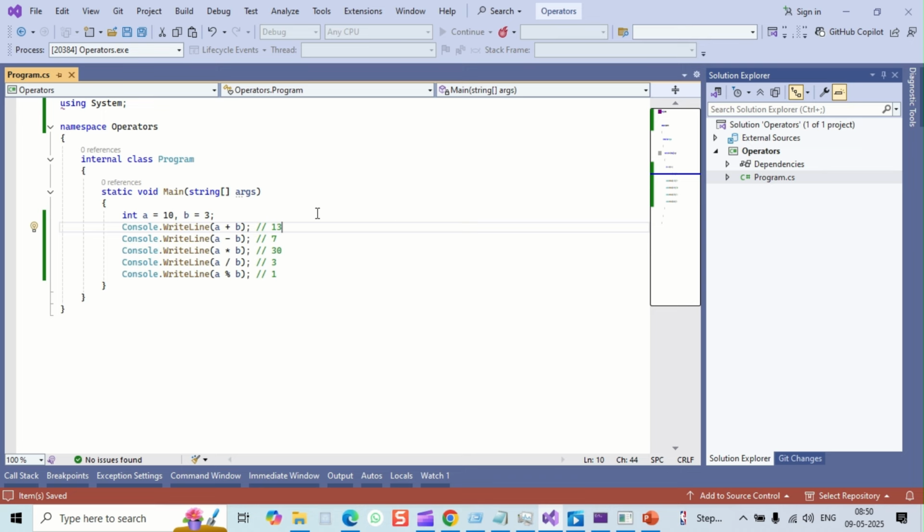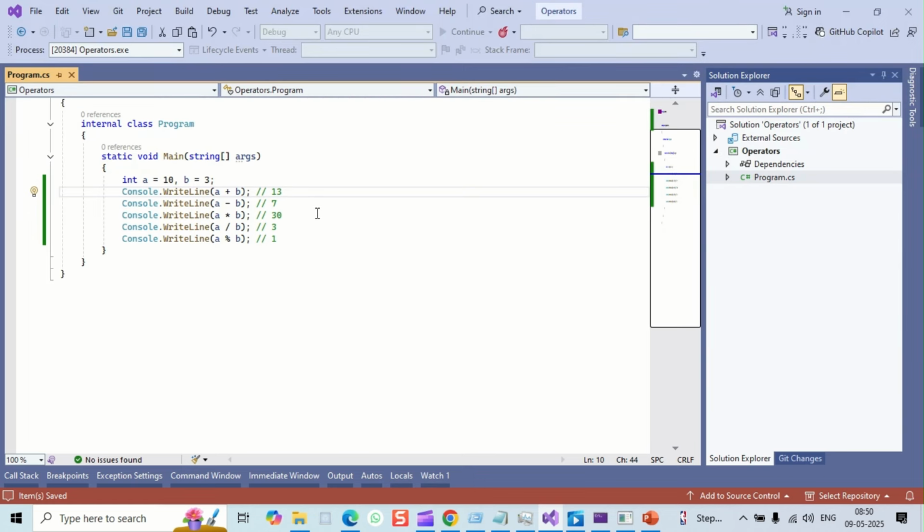A percent B finds the remainder when 10 is divided by 3. Since 3 fits into 10 3 times, 9 total, there's a remainder of 1, so the answer is 1.